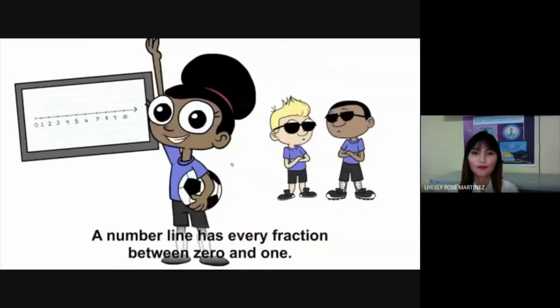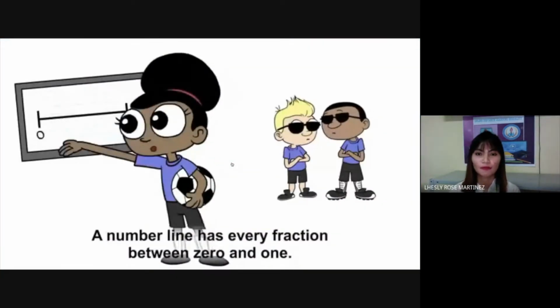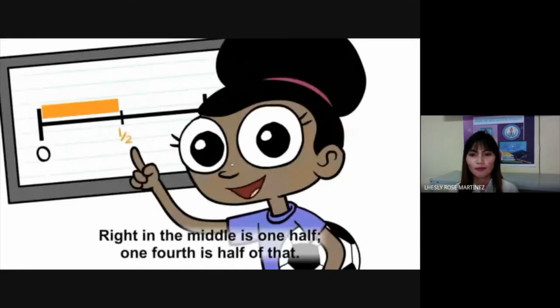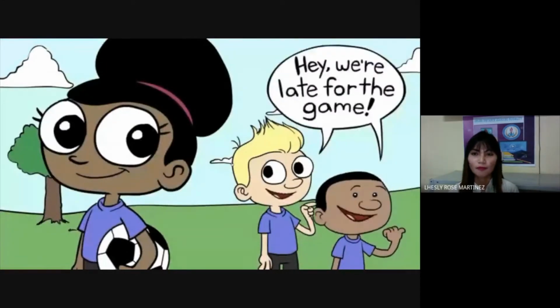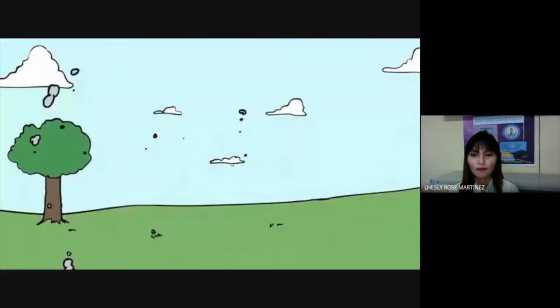A number line is every fraction between 0 and 1. Right in the middle is 1/2, a fourth is half of that. A fraction's parts you realize have to be the same size. Hey, we're late for the game. Hate to leave you guys.